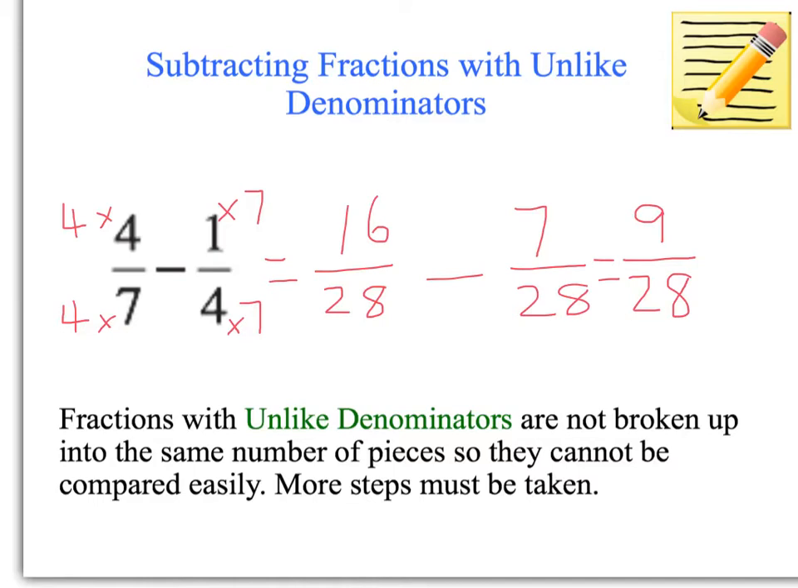We have 3 3s are 9. Can 28 be divided by 3? No, 3 9s are 27. I think that's its simplest form. So 9 over 28 is the answer.